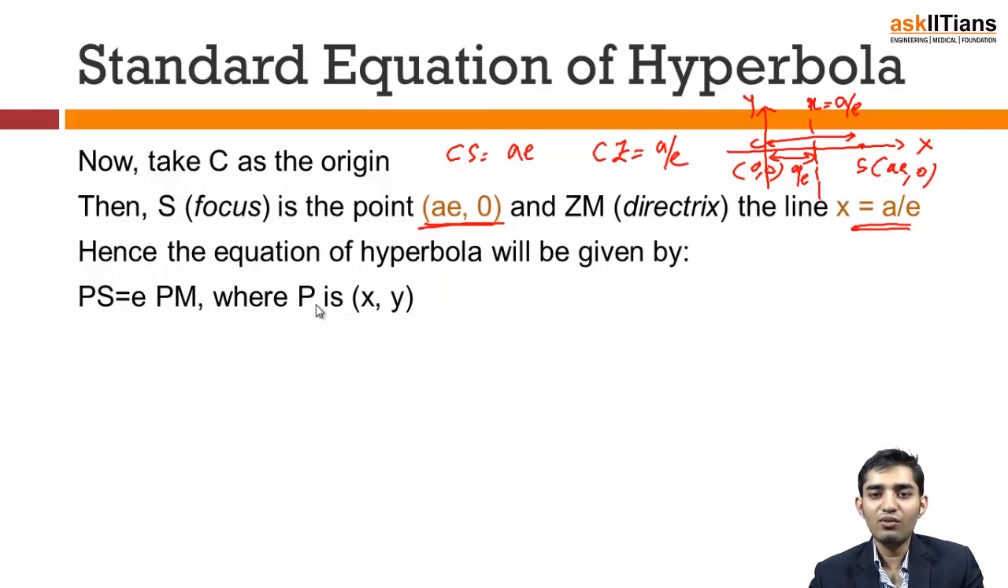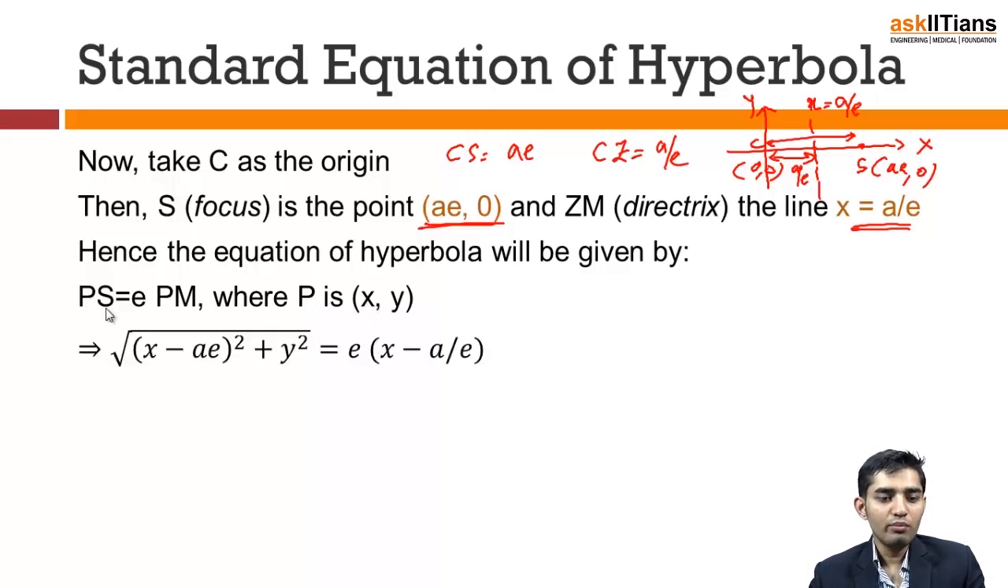Now P is a point which is moving in a plane, so let me take this P point as some other point (x, y). So PS you can write down by the distance formula, this is P, this point is S, so you will get PS equal to E into PM. PM will be x minus A by E. Now if I square both sides and simplify, I will get this.